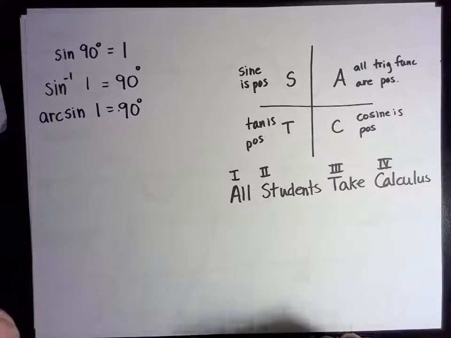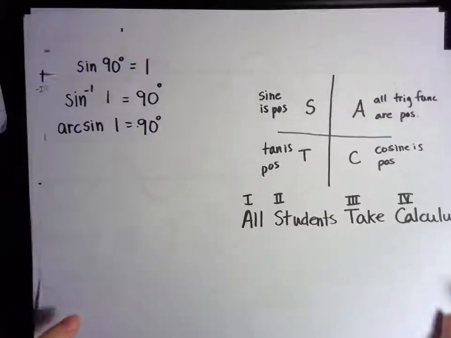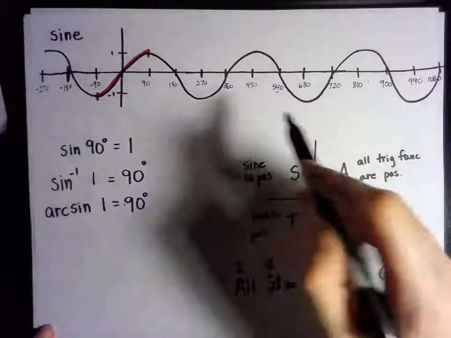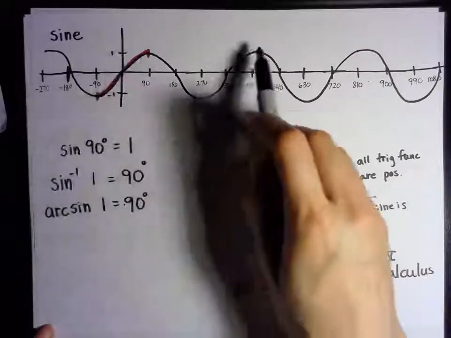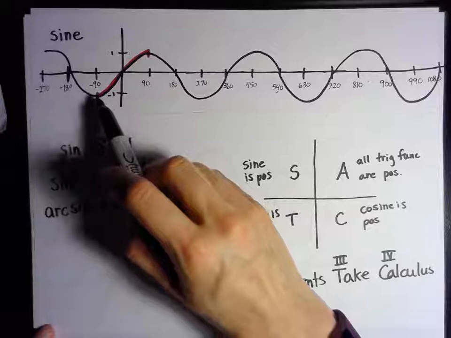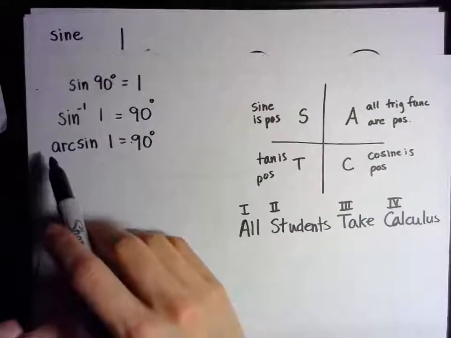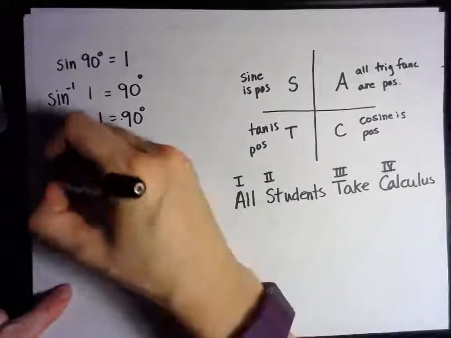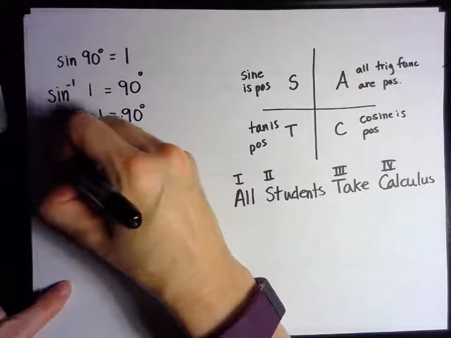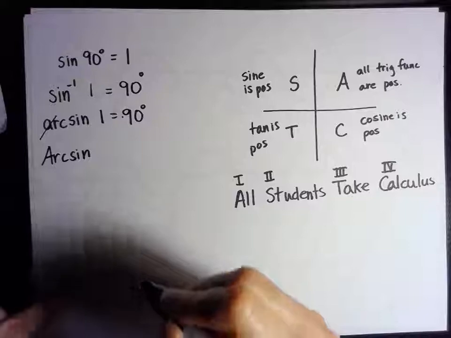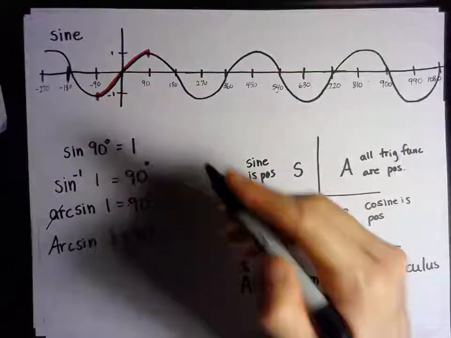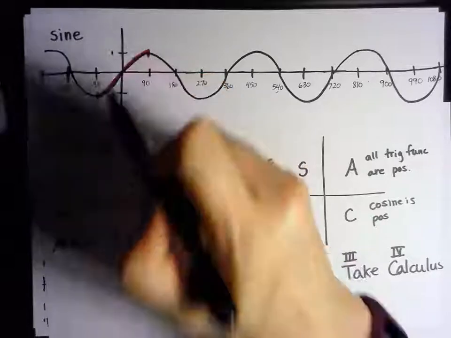Now in your book, because the sine with a small s is not invertible, because it's a relation, not a one-to-one function, they're going to use a capital A instead of the small a. So they're going to use Arcsine of 1 equals 90 degrees to help you know that we're just focusing on this part of the sine curve.